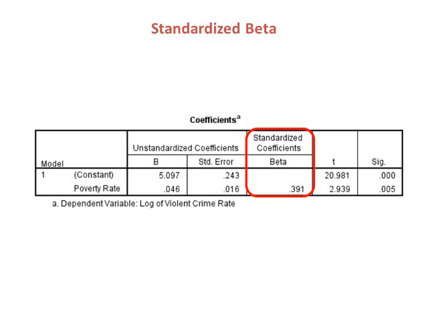Note that the standardized beta for poverty is 0.39, the same as the Pearson's R for the relationship. This similarity is not a coincidence. When there is only one independent variable, the standardized beta and the Pearson's R are the same.